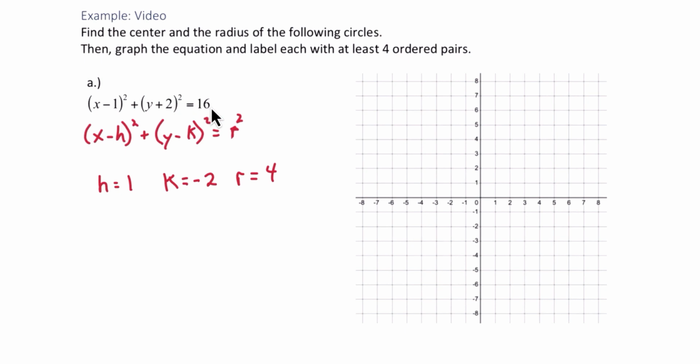And now we have our center (h, k), or (1, -2), and the radius, 4. From here, we can start by plotting the center at (1, -2). And to get some additional points, we can go up, down, left, and right 4 units for the radius.